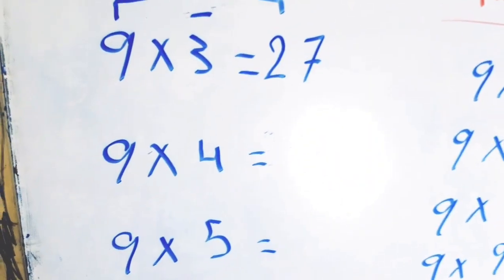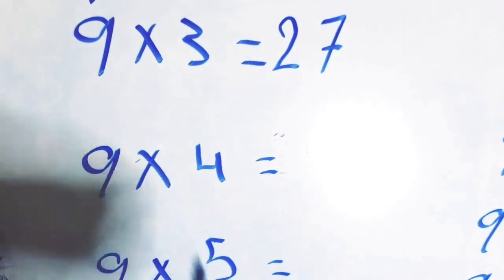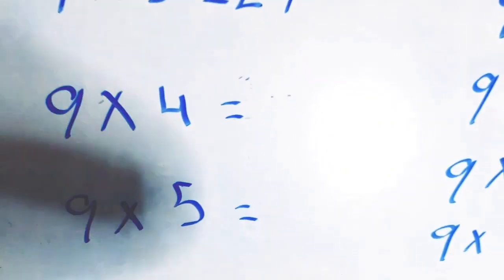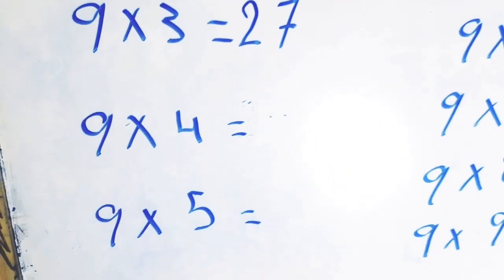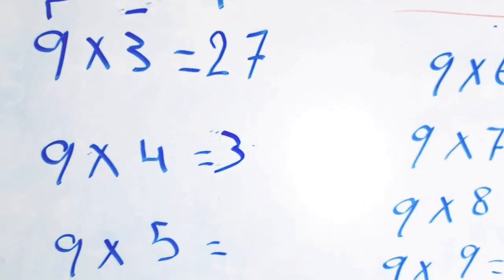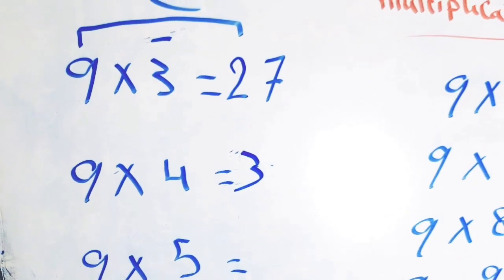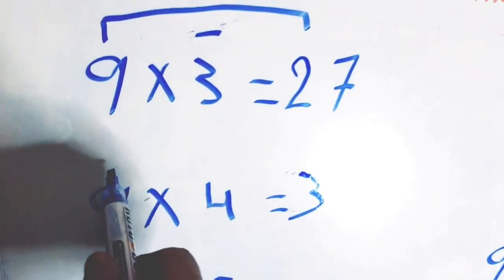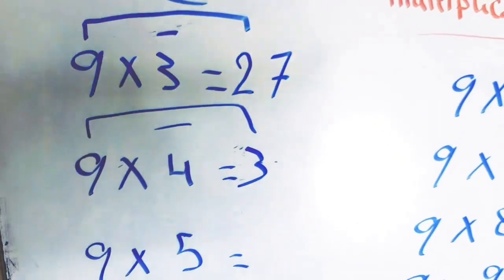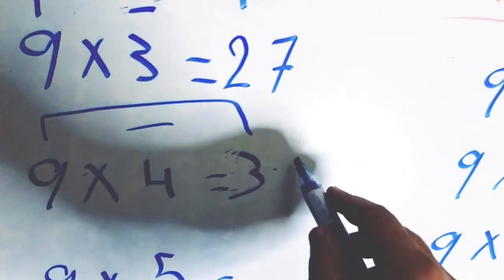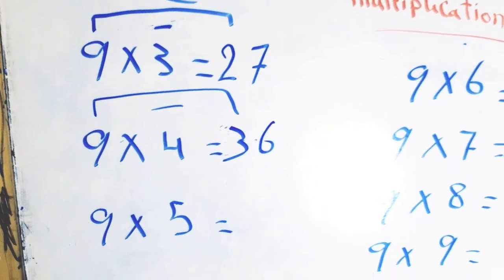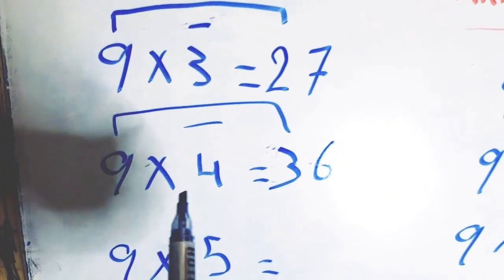9 times 4. We subtract 1 from the one-digit number we are multiplying by 9, as we have just said. We subtract 1 from 4, so we have 3. We write 3 at the tens place. After that, we subtract 3 from 9. 9 minus 3 equals 6. 36. Of course, 36 is the multiplication product of 9 times 4.